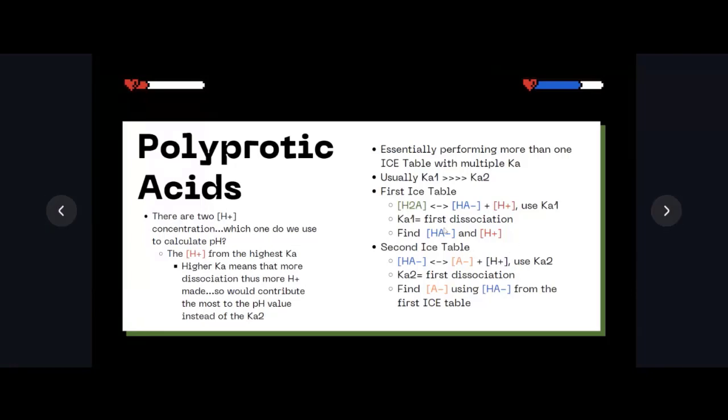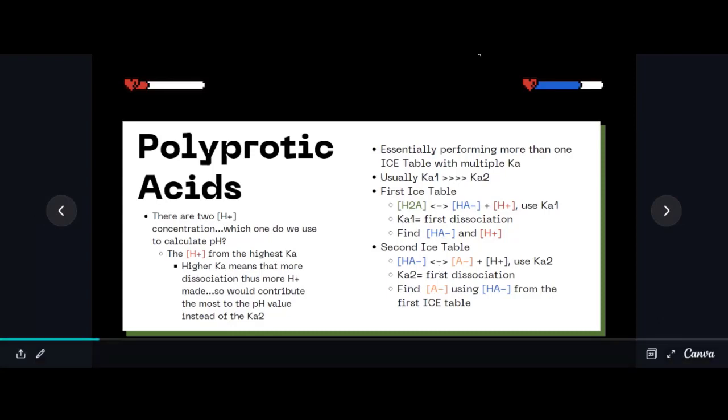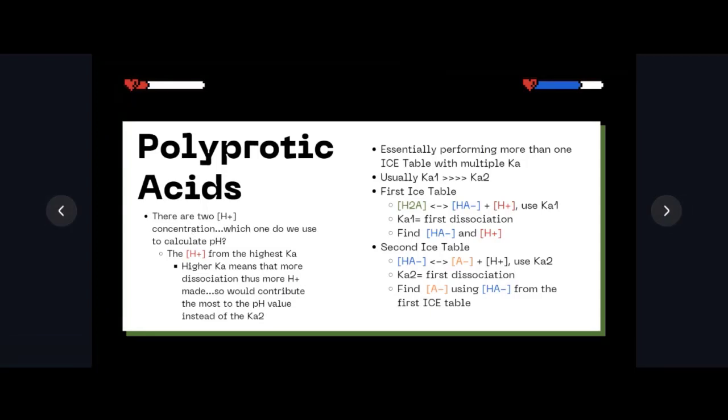Now, for the next reaction, we have HA minus. Notice how we still have something to deprotonate here; we still have that proton. Then you make a second ICE table, using the HA minus concentration you found. Notice I've color coordinated it in blue so it's easy to follow along. Taking that concentration and deprotonating it gives A minus and H plus. Ka2 should be the second dissociation; I'll quickly make a note to change that. Then you find the quantity using HA minus and solve the ICE table like you usually do.